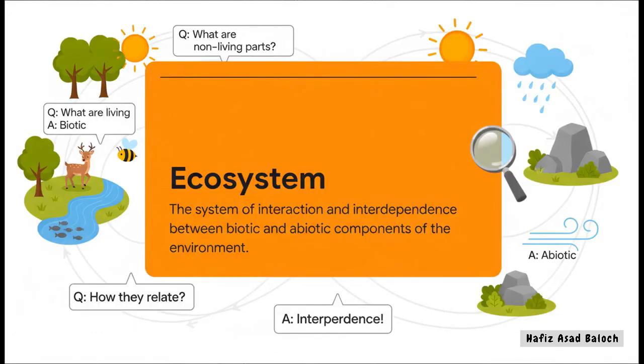So what happens when you take all the biotic stuff and all the abiotic stuff in one area and see how they interact? Well, then you have what's called an ecosystem. A pond is a perfect example of this. The fish and the plants, biotic. The water, the sunlight, the rocks at the bottom, abiotic. And the way they all work together and depend on each other, that is the pond's ecosystem.